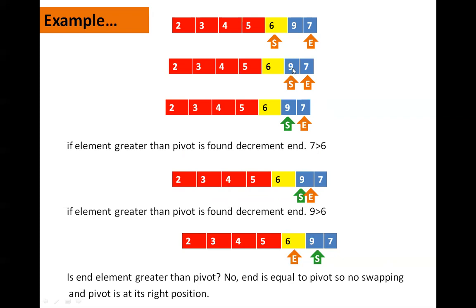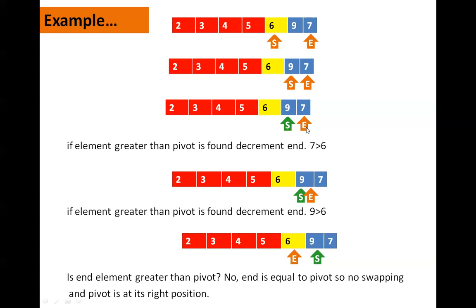Fine. Now again, check whether the value of the start pointer is less than pivot. No, it is not less than pivot. 9 is greater than 6. So the start pointer will be frozen now. No more increment will be there for the start pointer. Fine. Now look at the end pointer.